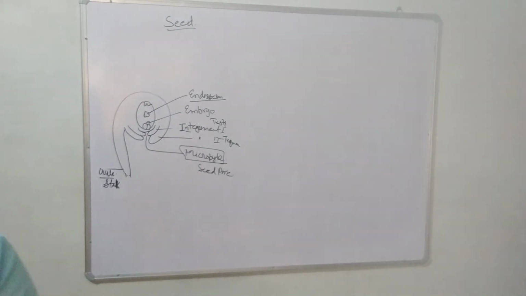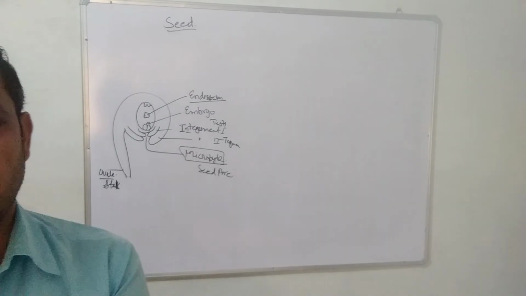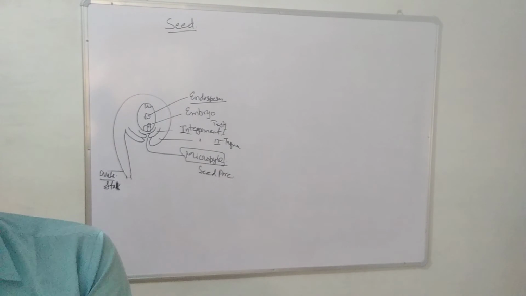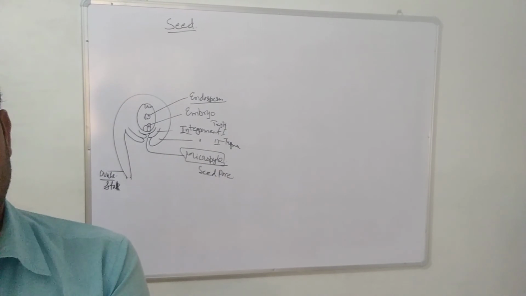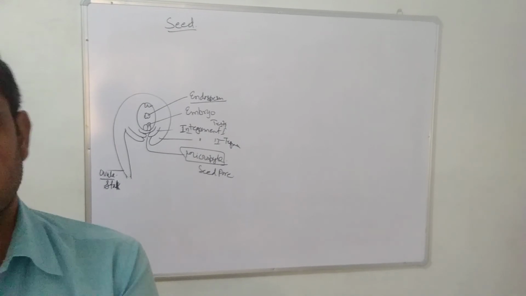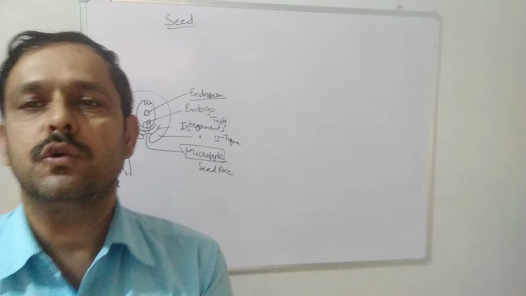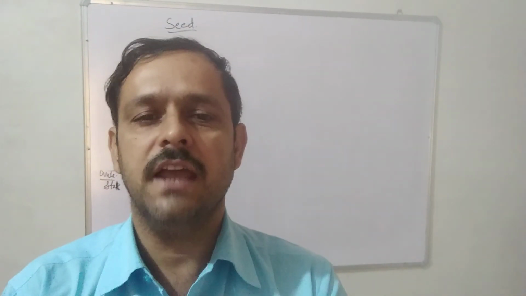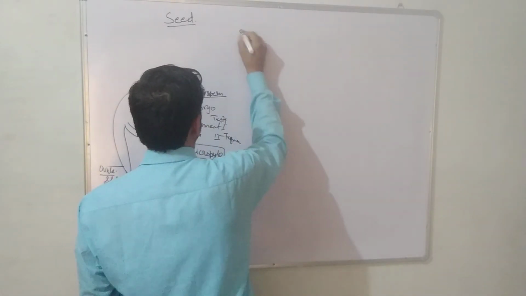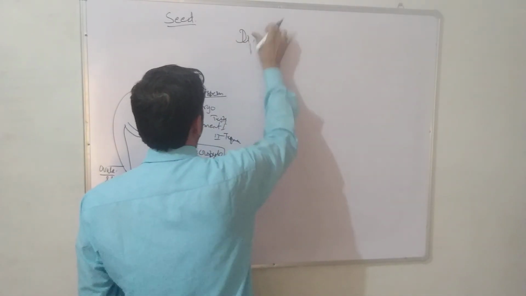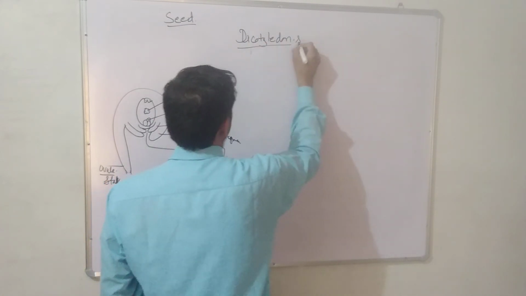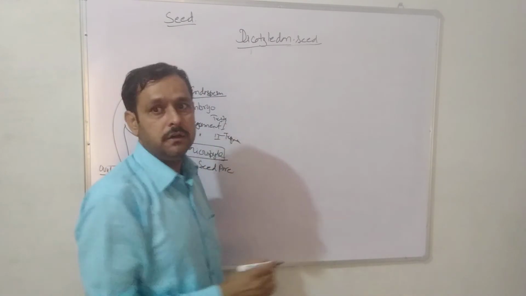A seed is made up of seed coat and embryo. The embryo is made up of a radicle and embryonal axis, and one cotyledon as in wheat or maize, or two cotyledons as in gram. Now we have two types of seed. First is dicotyledon, and second is monocotyledon. So we want to see the structure. First see the dicotyledon seed.